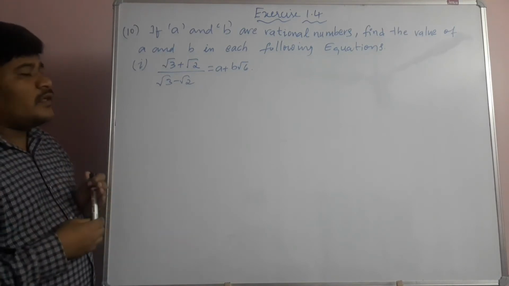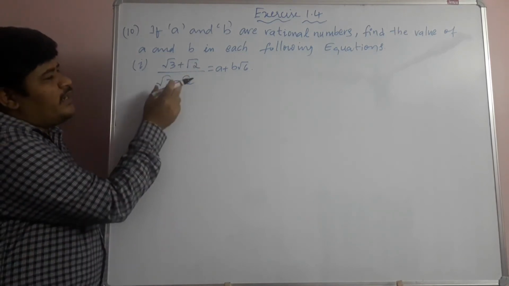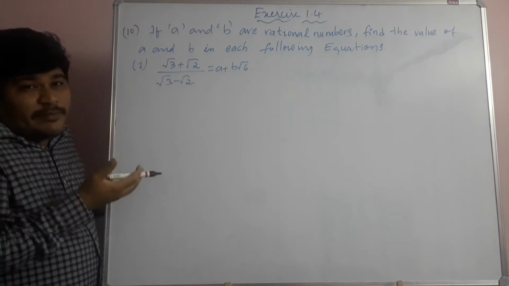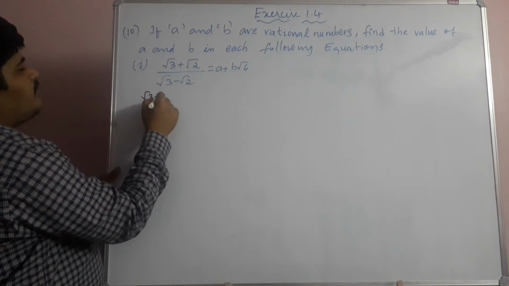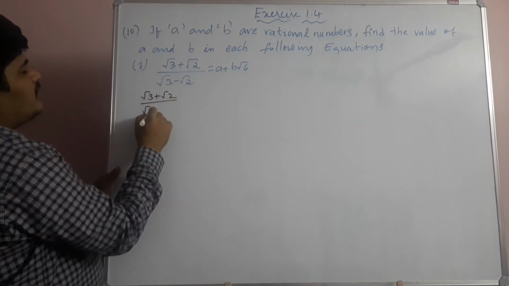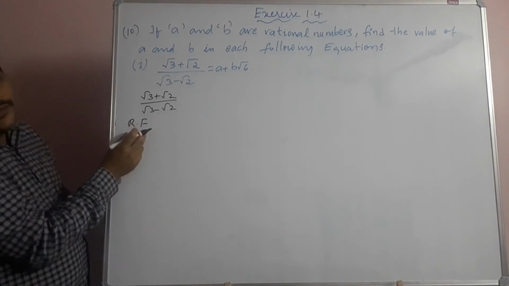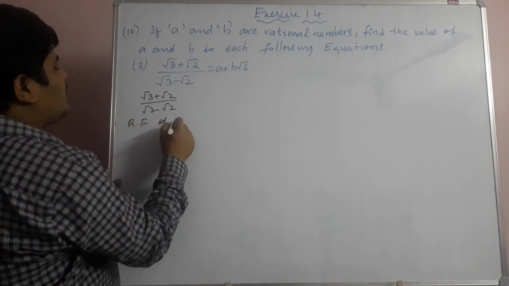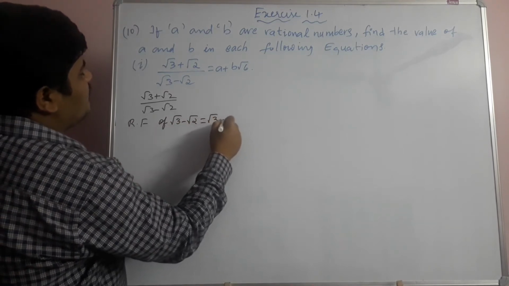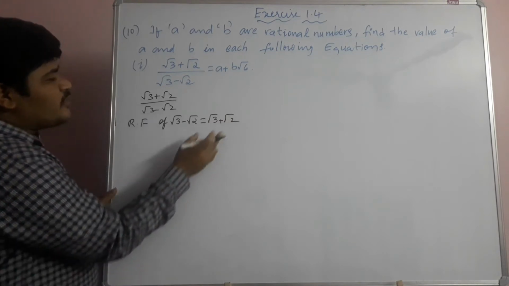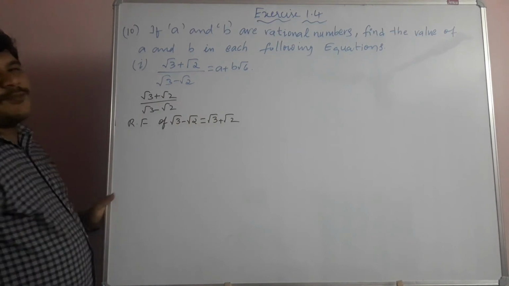Students, so see, first we have to take this LHS part and rationalize its denominator. So I am taking this left hand side, root 3 plus root 2 by root 3 minus root 2. Now you take the rationalizing factor. RF means rationalizing factor. The rationalizing factor of root 3 minus root 2 is root 3 plus root 2. Now with this root 3 plus root 2 by root 3 plus root 2, we need to multiply this expression.